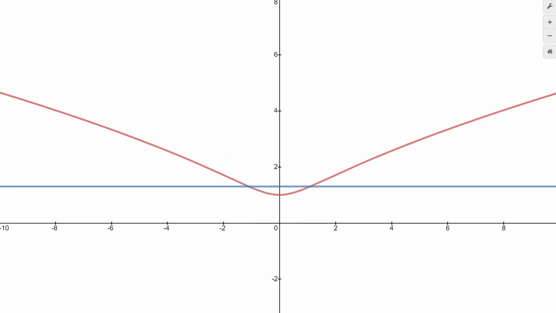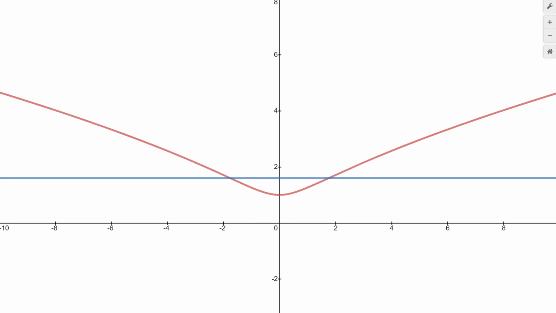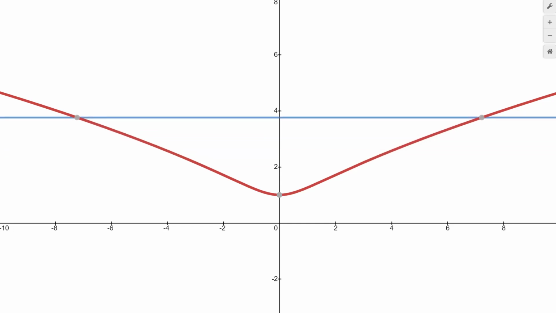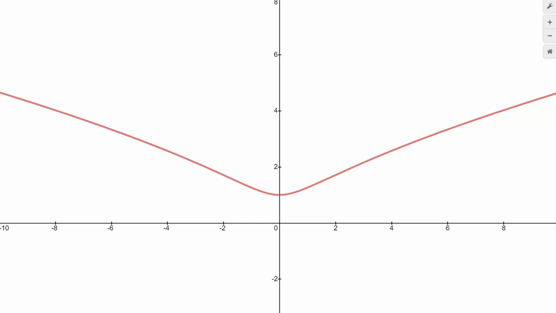And I'm just creating a line here, but you can see that everywhere this horizontal line strikes that curve, it strikes it at a y value where for that y value, 2.25 in this case, there are two x values that lead to that. And so again, this is not a one-to-one function. So what I would like to do is domain restrict this so that we get a one-to-one function.